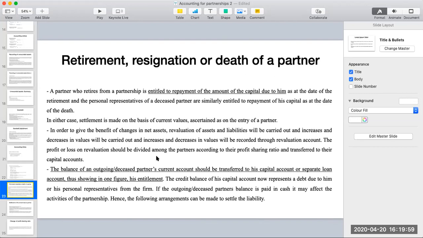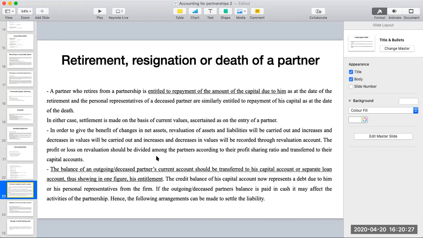So, in order to get the value, the partnership business needs to get the correct picture of the business. What is the correct value of net assets? Then revalue the assets and liabilities and get the correct value. Calculate the goodwill and take the correct value, and then it has to be distributed among the partners.